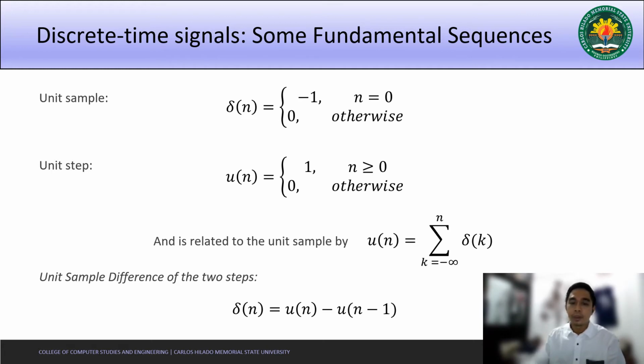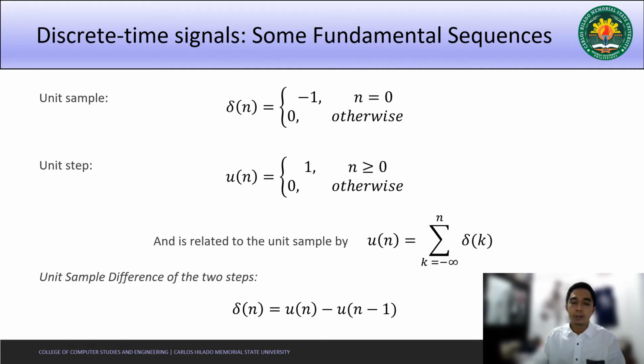For the unit step, we have this example: it equals 1 for n greater than or equal to 0, and 0 for other values. This equation is related to the unit sample by u of n, which is the summation of the unit sample.